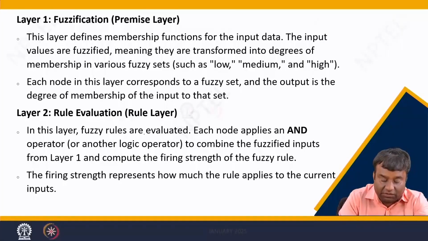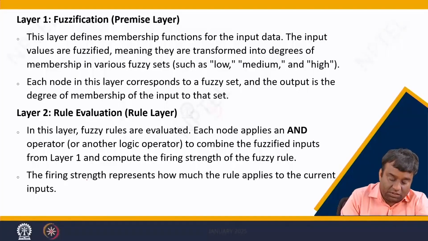Layer 2 is rule evaluation or rule layer. In this layer, fuzzy rules are evaluated. Each node applies an AND operator or any other logic operator to combine the fuzzified inputs from layer 1 and compute the firing strength of the fuzzy rule. The firing strength represents how much the rule applies to the current inputs.